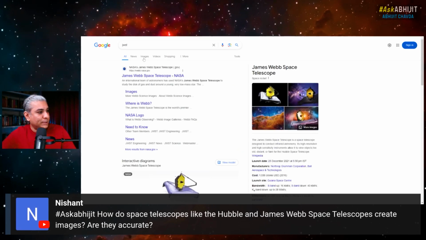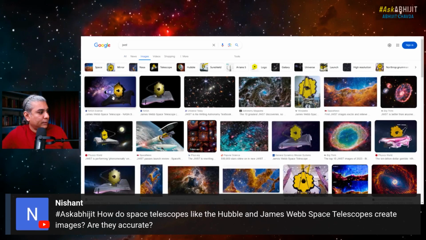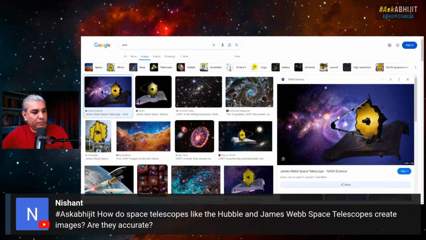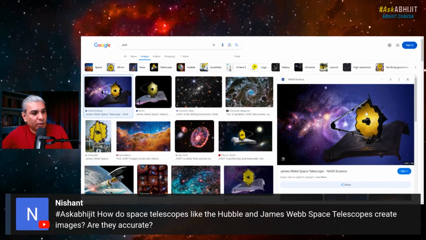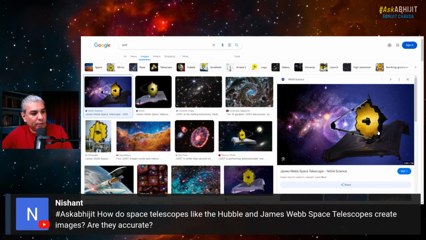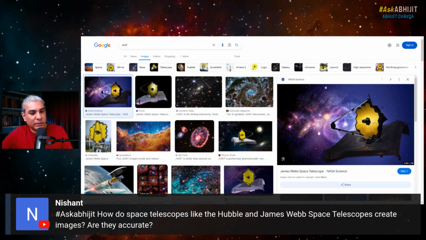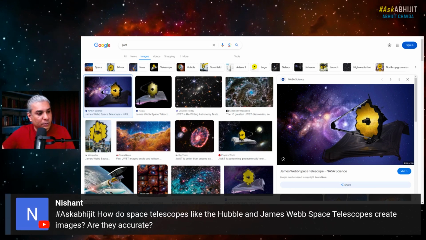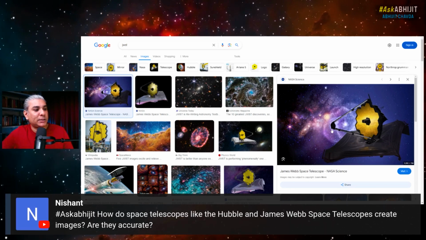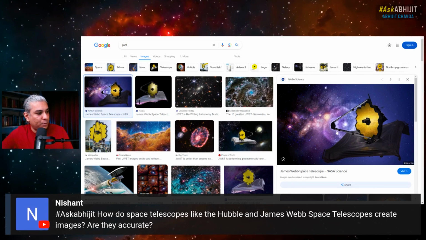JWST, James Webb Space Telescope. So this is what it looks like. You can see it's a compound mirror, and these are hexagonal mirrors all put together. The light collected on the mirror is reflected into a smaller element, which will then process it.